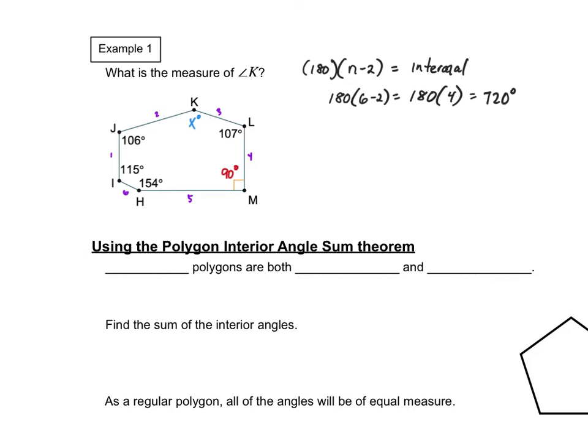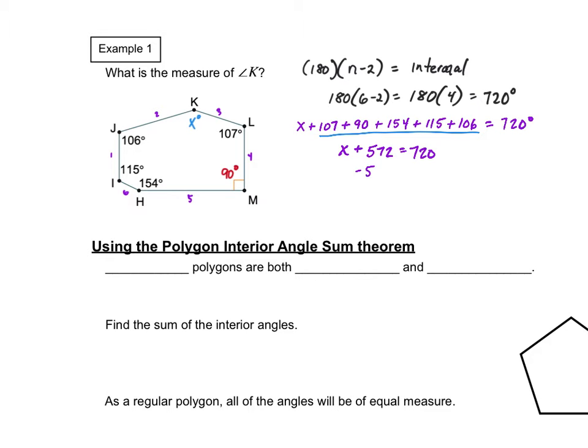So I know that all of these should add up to 720. If I go ahead and make that into a formula, I have x plus 107 plus 90 degrees plus 154 plus 115 plus 106 should all add up to 720 degrees. So when I combine like terms, right, I'm going to go ahead and just combine all my numbers, and I have x plus 572 is equal to 720.